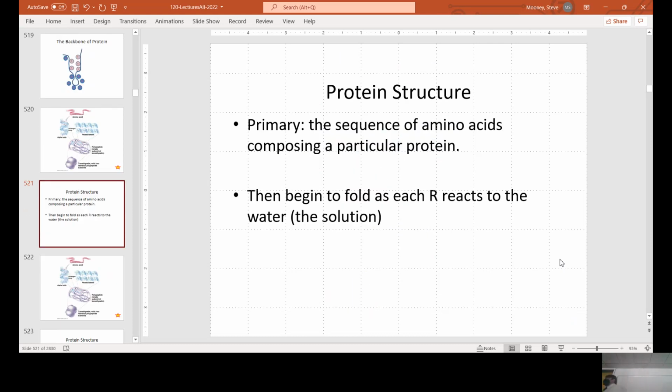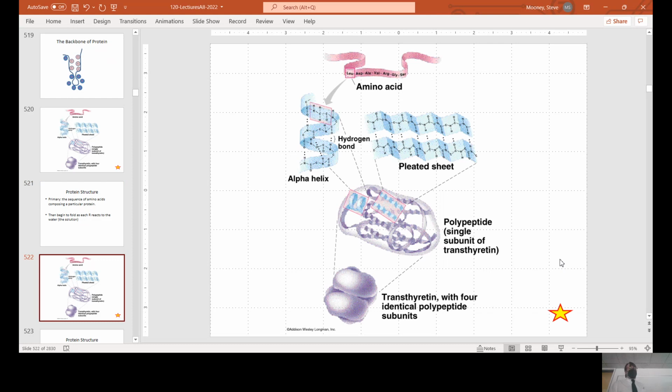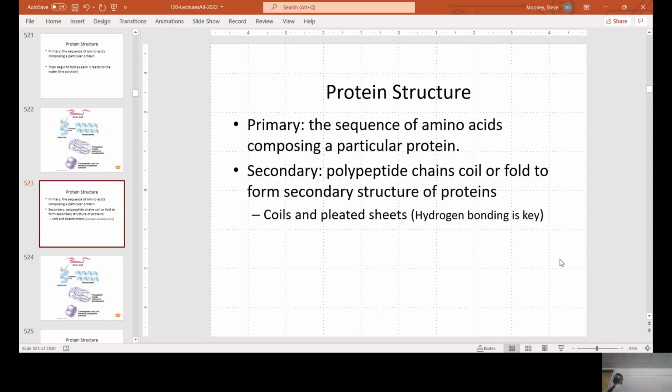So the first thing we call with protein structure is the primary structure, just the sequence of amino acids, that chain as it forms. Once we have that chain coming out of the ribosome, it starts to fold up as it responds or reacts to the water, which is the solution it's in. We start to get the hydrogen bonding that forms the alpha helix or the pleated sheets. That is the secondary structure.